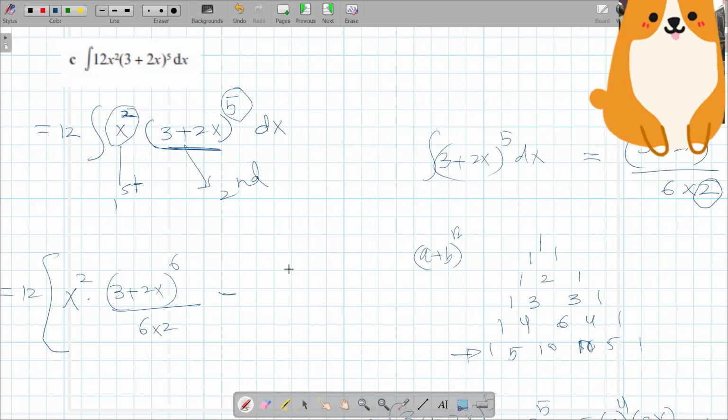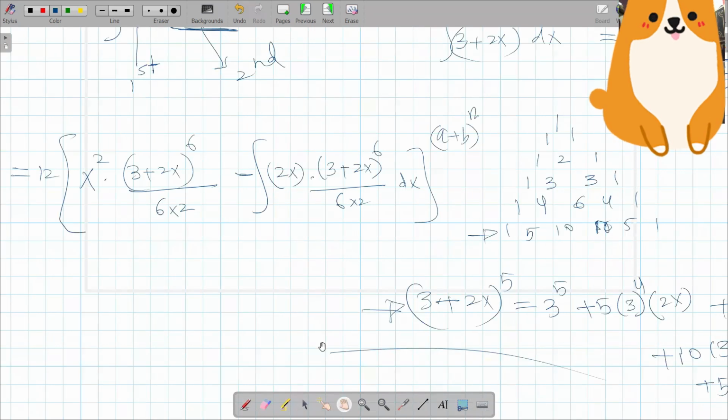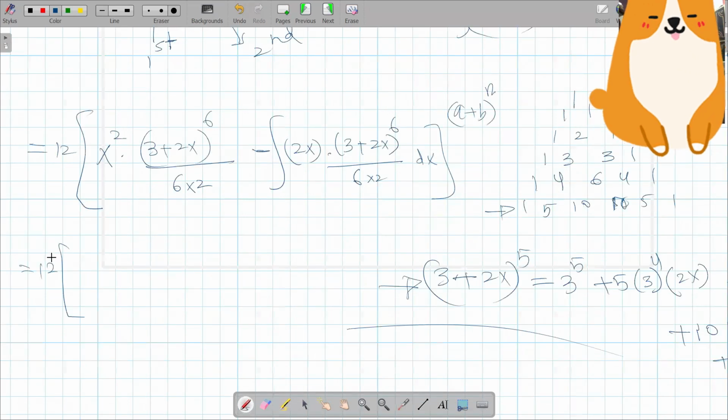minus the derivative of the first function, which is 2x. Again, the integration of the second function is (3 plus 2x) power 6 divided by 6 times 2. That's it. Let's move ahead, and this is 12. Oh, 12 can be cancelled out here, here, and here. In both the terms we had 12 in the denominator, so I just cancel it out in both the terms because it was multiplied by 12.